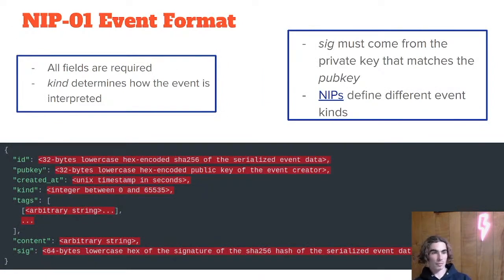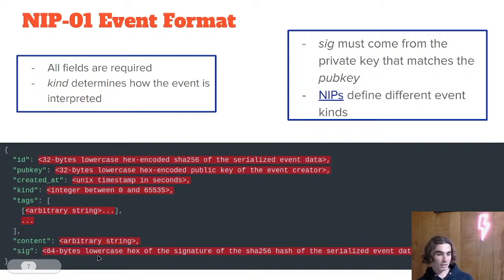So NIP 1 defines the basic protocol. Part of that is this event format. This is what a Nostr event has to look like. It has to have this exact format. It has to have an ID. We'll come back to the ID in a second. It has to have a pub key. Like I said, all events are signed. That's this signature down here.